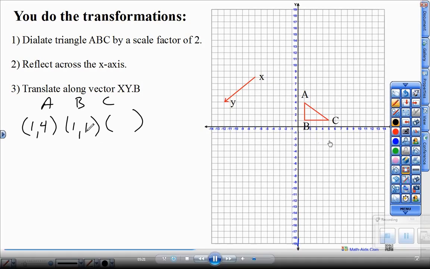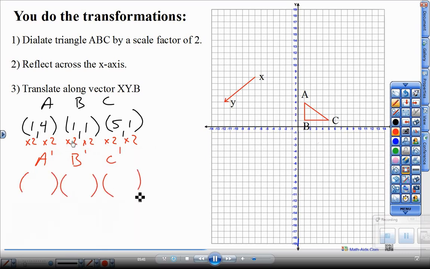I'm going to dilate by a scale factor of 2, which means this is becoming twice as big, or every coordinate multiplied by 2. The point 1, 1 will become 2, 2. The point 1, 4 becomes 2, 8. The point 5, 1 becomes 10, 2. Again, timesing every coordinate by 2.